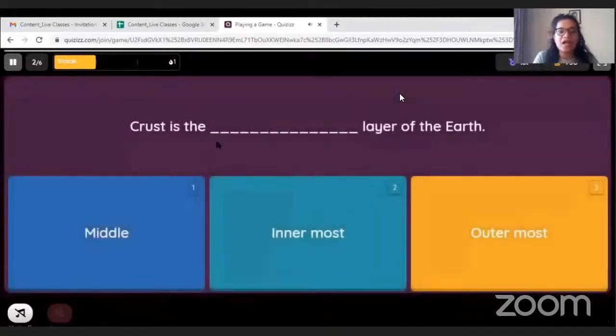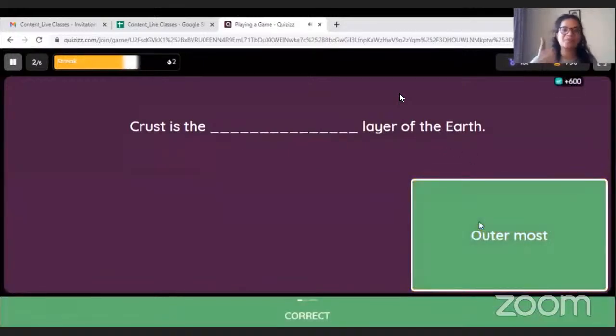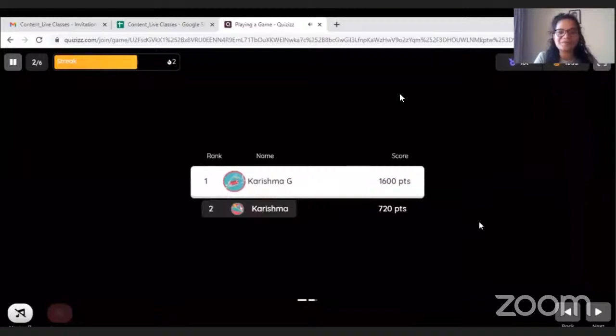Okay, next question. Crust is the dash layer of the earth. So we have just learned one layer up till now, and that is the outermost layer. So crust is the outermost layer of the earth. Good job.